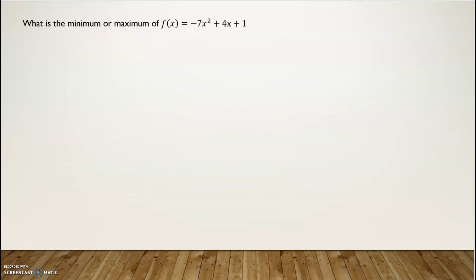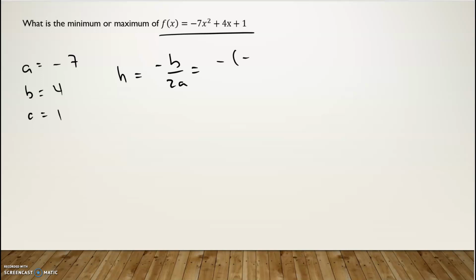Okay, now let's find the max or the min of this function here. And again, it's in general form. So we need to find a, b, and c. We can go ahead and find c. -7, +4, and 1. So h is -b over 2a.